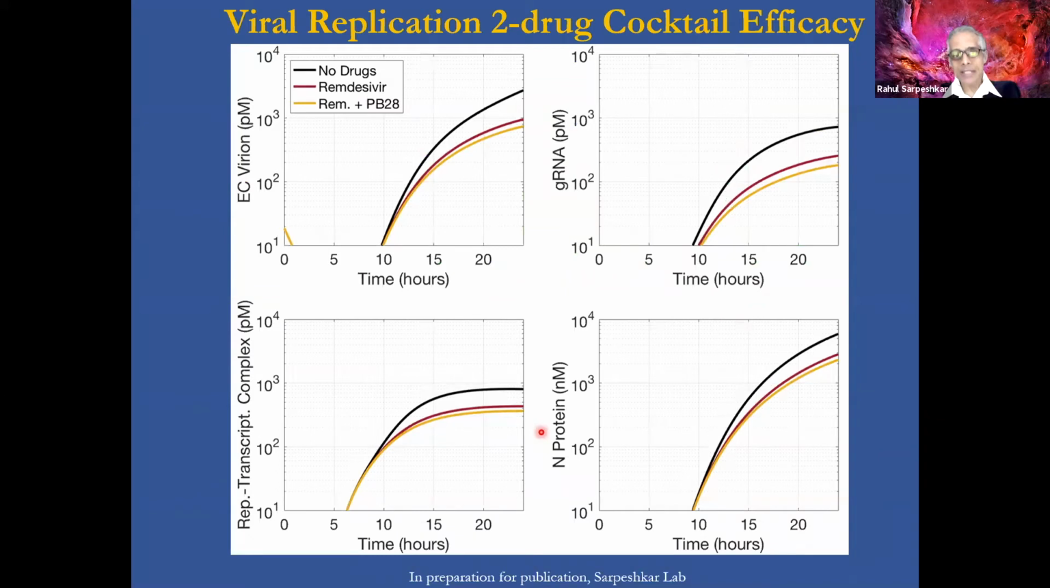So if you now take such a system, you can, for example, put in a drug cocktail. One drug cocktail with the nucleoside analog might be remdesivir, which is preventing viral replication. Another might be PB28, which is blocking a particular molecule in the virus, and SP6 from doing bad things. And you can see that the combination is leading to a better scenario where we're reducing the number of viral particles, the number of RNA, the number of N proteins, and the replicase transcriptase complex that we see.